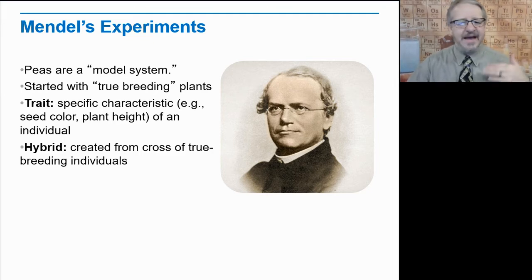So a trait is basically any specific characteristic, and as I said, they could be anything from seed color to the height of the plant to the color of the blossoms and things like that. A hybrid, again, is a cross from the true breeding individuals being merged together.